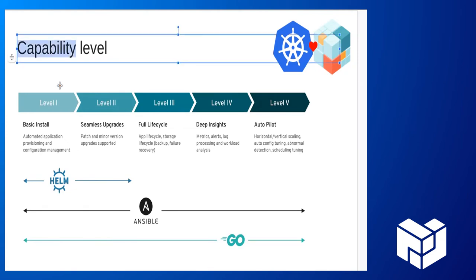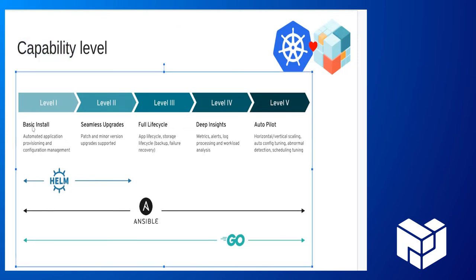Compatibility layer level. This is a matrix to show where different types of operators are. I would honestly say we're still in the very developing phase of this, so we're probably somewhere between level one and level two.